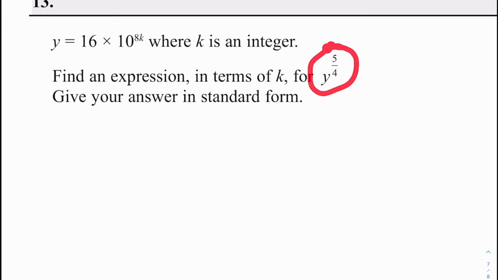Interesting. Okay. Let's see. How can we do this? I'm pretty stumped here. Let's have a think. So we need to find an expression in terms of k for y to the power of 5 over 4. Right. Okay. Let's see, what can we do here?